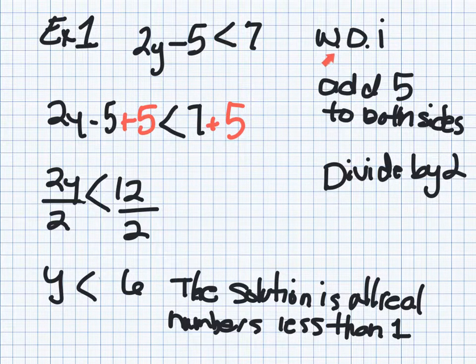Our original inequality, not equation, I'm sorry, is 2y minus 5 is less than 7. We're going to add 5 to both sides. So we have 2y minus 5 plus 5 is less than 7 plus 5. And then we're going to divide both sides by 2. So we would have 2y divided by 2 is less than 12 divided by 2, and that works out to be y is less than 6, and the solution is all real numbers less than 1. I said 1 there, and I meant to say 6. I don't know why I did that. All real numbers less than 6.